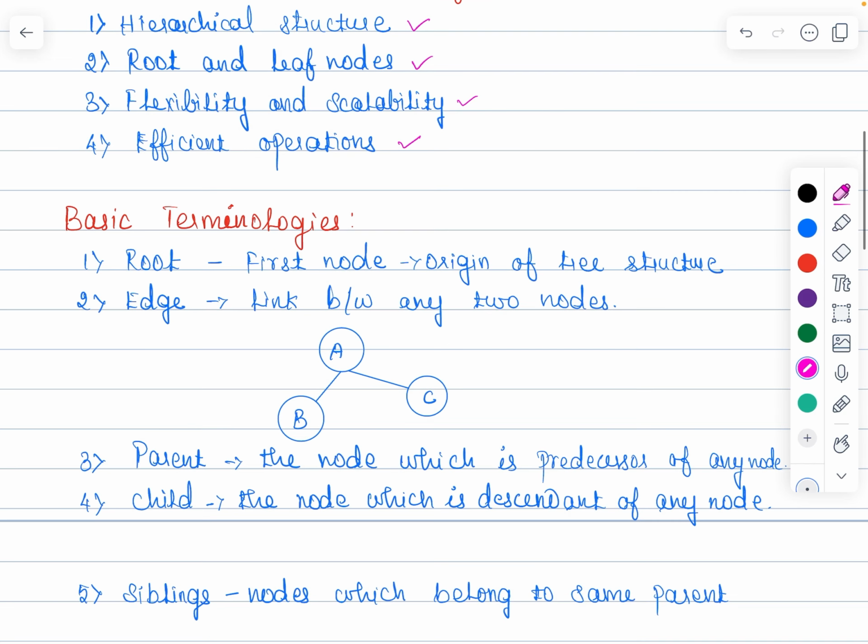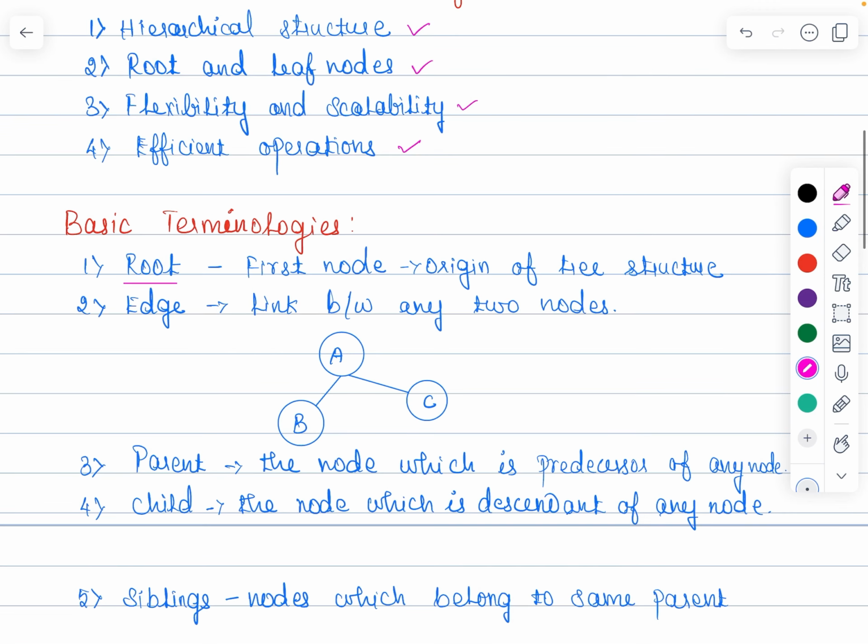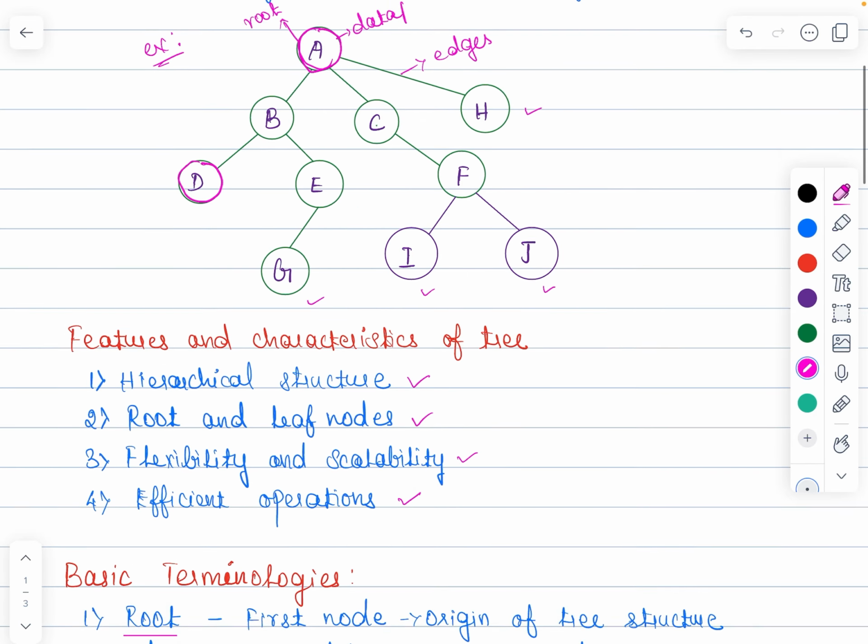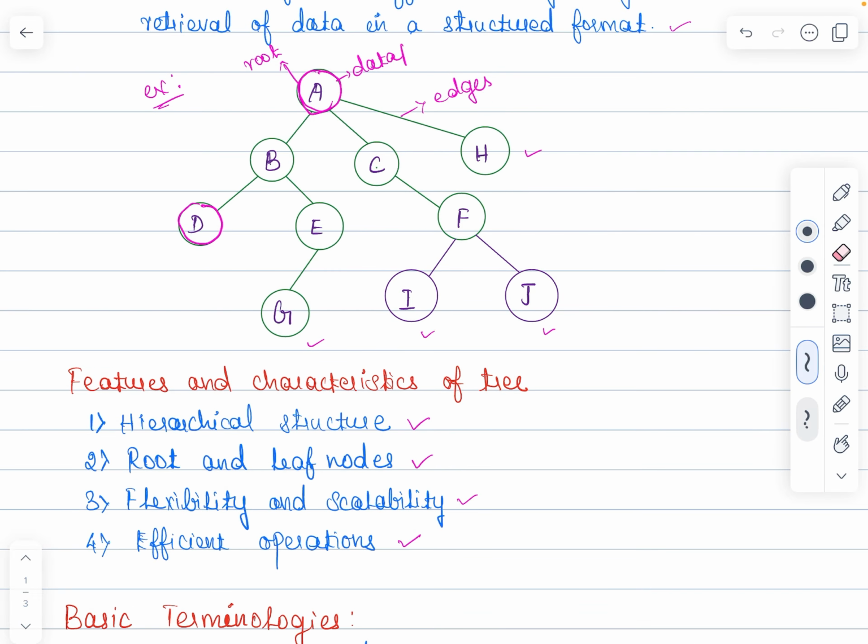The very first terminology is the root. Root is nothing but the first node. The first node is called the root node. Every tree must have a root node. We can say that the root node is the origin of the tree data structure. If you check this example, the root node is A, which is the origin of the tree structure.